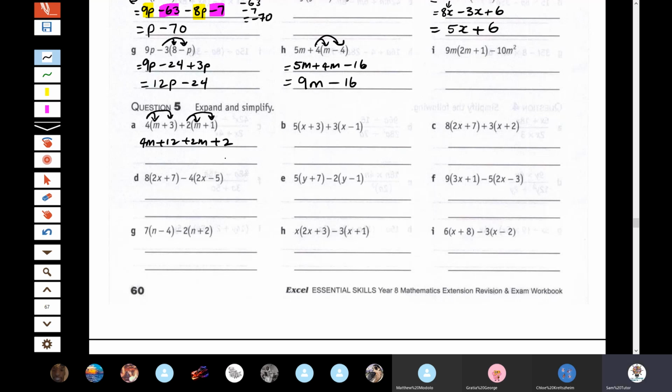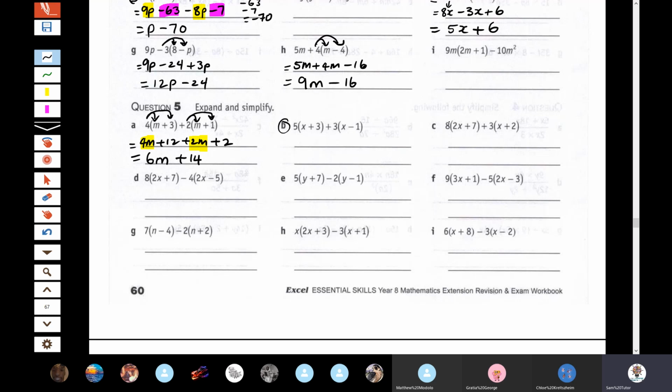Do we get that? Adele, does that make sense? Maya? Yes, that expanded twice. And then, Adele, do you know what you're going to do with your next line? 4m with which one? 12, 2m, or 2? 2m. Yeah, beautiful. They're the like terms. So 4m plus 2m, 6m plus, and then 12 plus 2, and you're done. That's it.